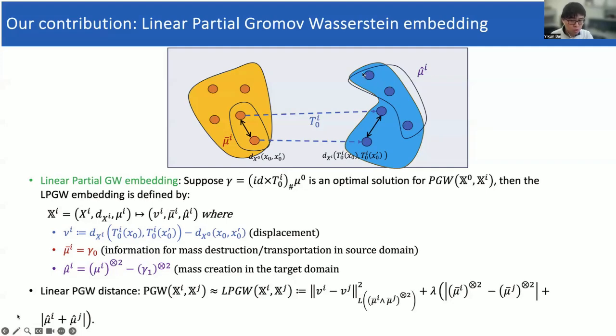So I still need to record the information of the part which is not matched in the target domain. So this is defined by the following. This tuple, we call it linear partial Gromov embedding. And given two such embeddings, we define this formula as the distance, and we call this distance the linear partial Gromov-Wasserstein distance. And we use this to approximate the original partial Gromov-Wasserstein distance.